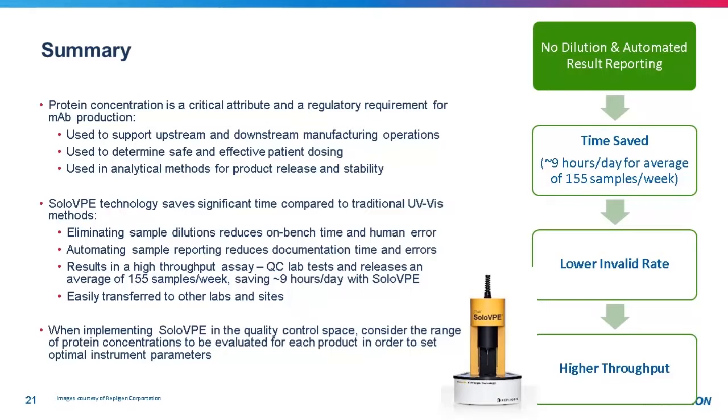For example, in our QC labs, we typically test and release an average of 155 samples per week. This saves us about 9 hours per day using the SoloVPE as compared to our traditional UV method. Furthermore, the SoloVPE method is easily transferred to other labs and sites across the business, as we don't have to worry about training the analysts to properly dilute samples and calculate concentrations.